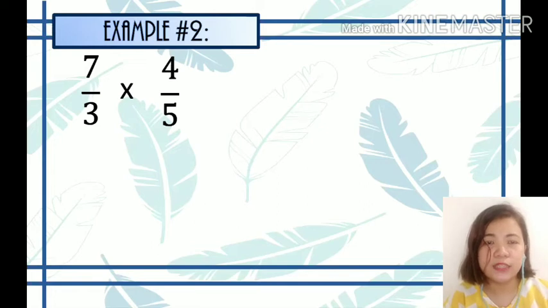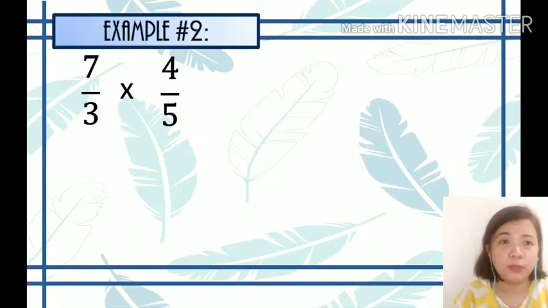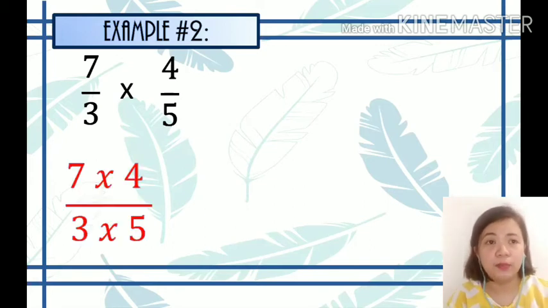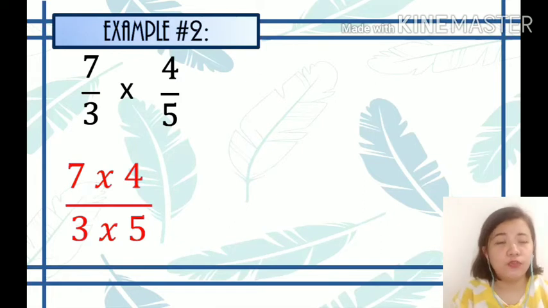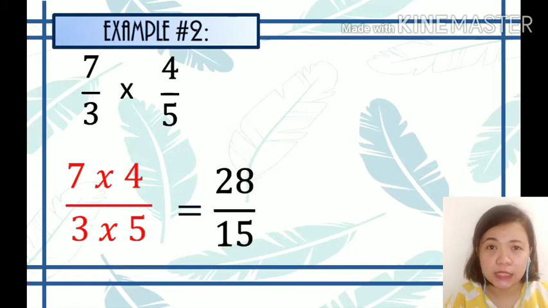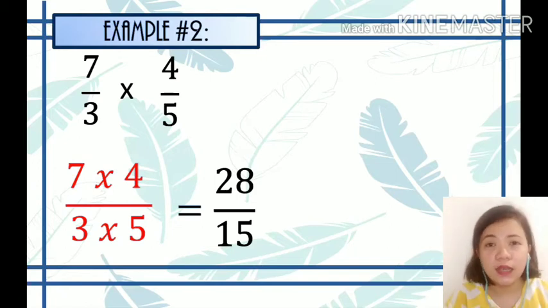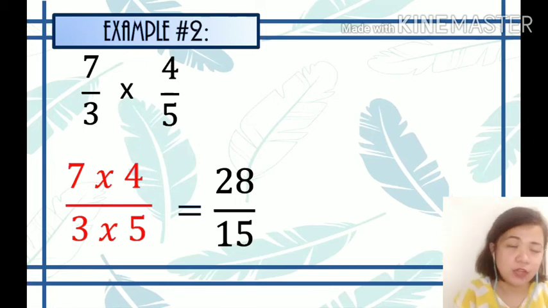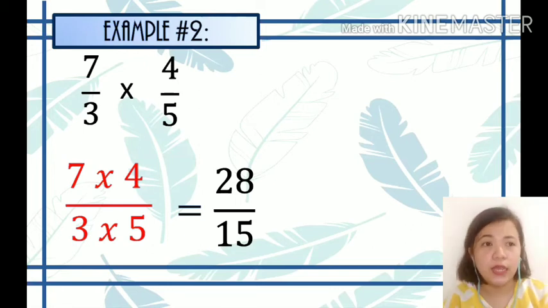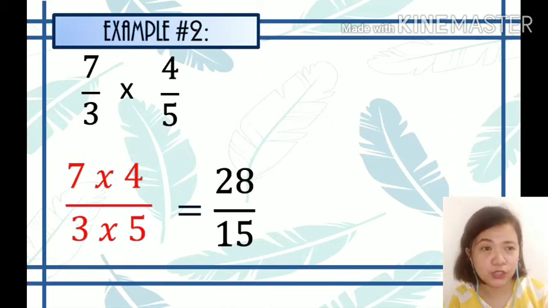Let's say we have 7/3 times 4/5. Same rule: multiply the numerator by numerator, then denominator by denominator. So we could come up with an answer of 28/15. First, identify again if it is a proper or improper fraction. Since 28 here is greater than 15, this is an improper fraction.